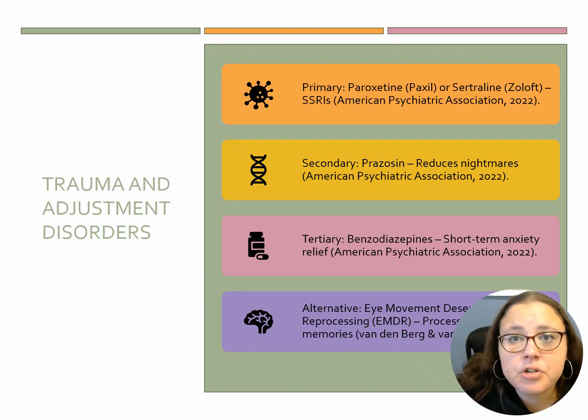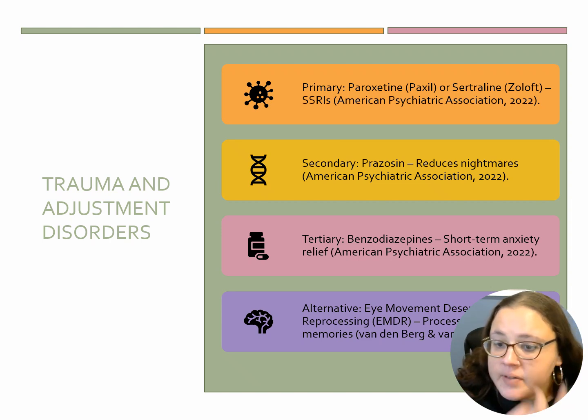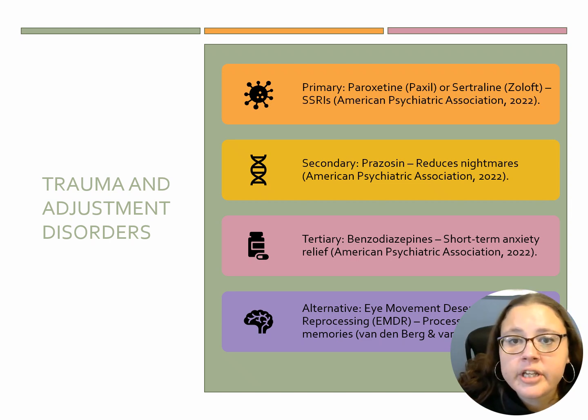So clients with trauma or adjustment disorders often struggle with flashbacks, nightmares, and emotional numbing. The primary medications for these are going to be paroxetine or Paxil and sertraline or Zoloft, which we talked about previously. Both of these are SSRIs, which help regulate serotonin and reduce intrusive memories. Side effects might include stomach upset, sleep changes, sexual dysfunction. Social workers normalize these effects and encourage continued communication with prescribers.